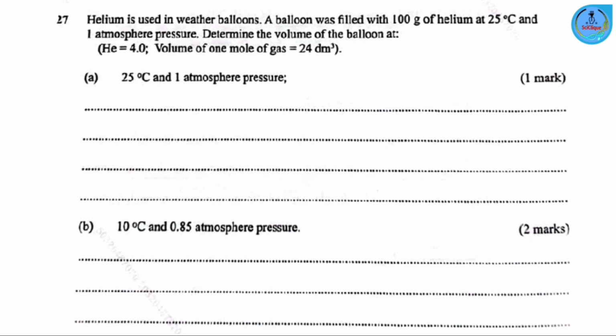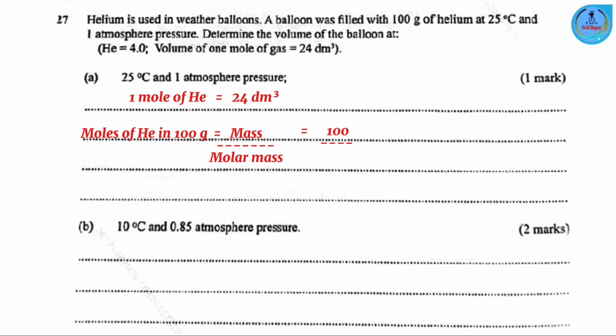The second one is something that we've already gone through, that the volume of 1 mole of a gas at RTP is 24,000 cubic centimeters, which is equal to 24 decimeter cubed. Now we already know the volume of 1 mole of helium gas will occupy this. But do we know the moles of the helium that are present in 100 grams? No, we don't, and that is what we need to find out. So moles are given by mass over the molar mass. 100 over the molar mass, which is 4, gives us 25 moles. So we have 25 moles of helium present in 100 grams.